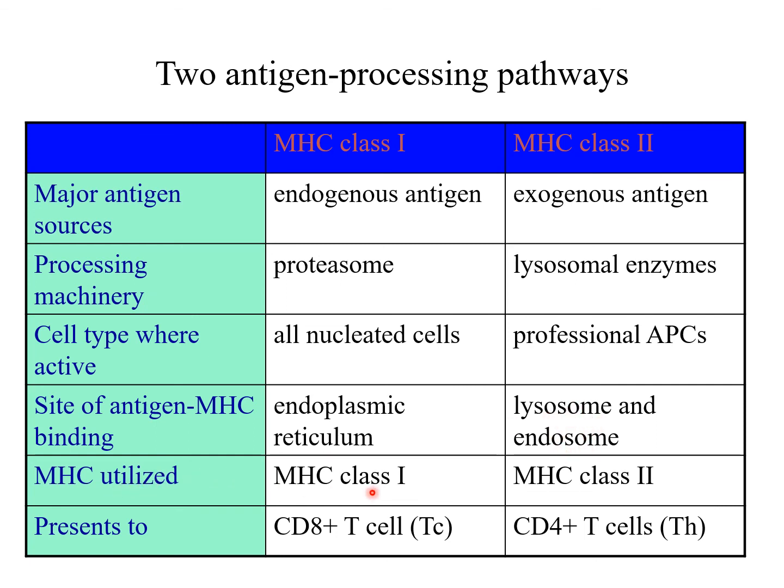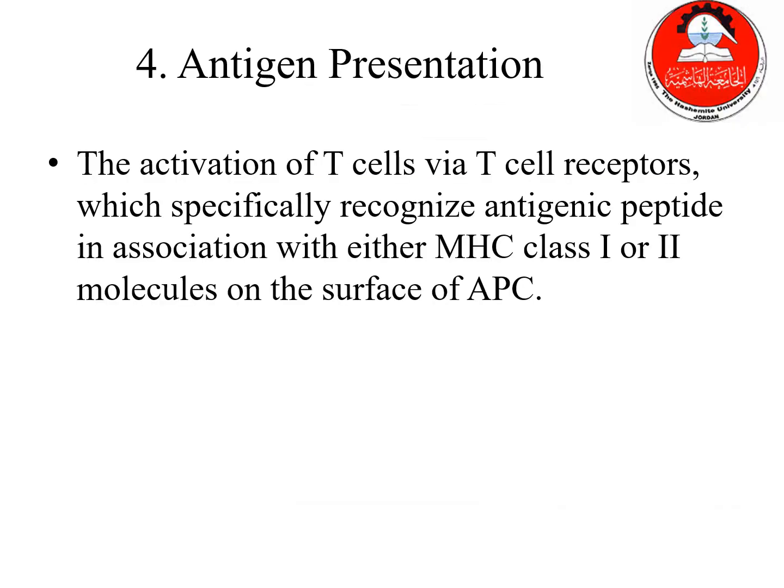The MHC utilized here is 1, here it's 2. The major histocompatibility complex 1 is presented to the CD8 T cell, and the major histocompatibility complex class 2 is presented to the CD4 T cell. The fourth step is antigen presentation, the activation of the T cell via T cell receptor, which specifically recognizes antigenic peptide in association with either MHC class 1 or 2 molecule on the surface of the antigen presenting cell.